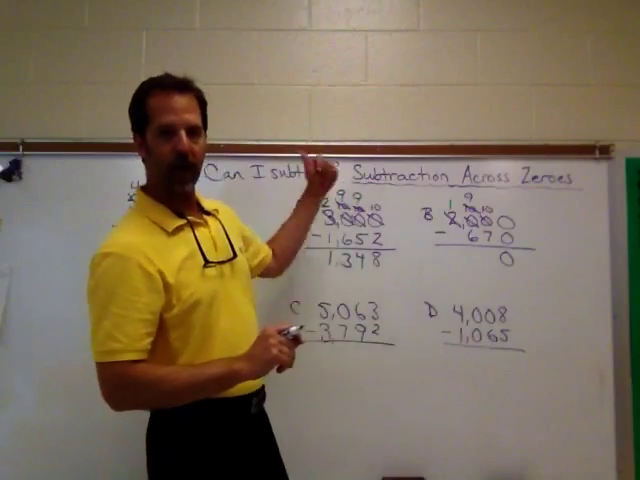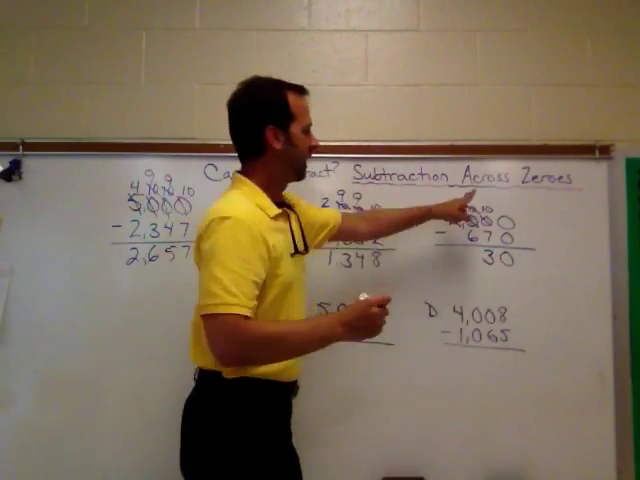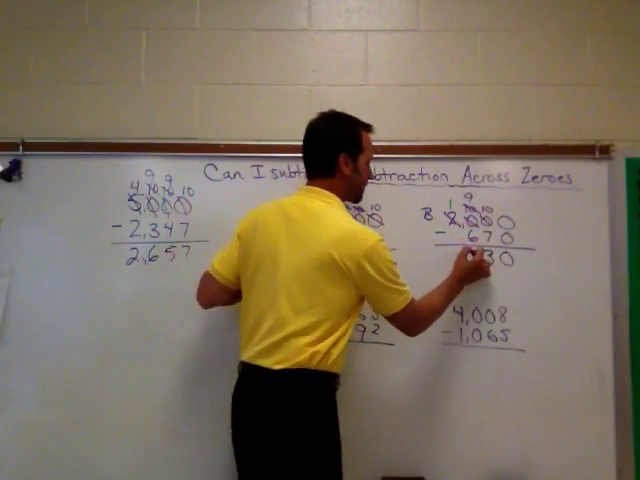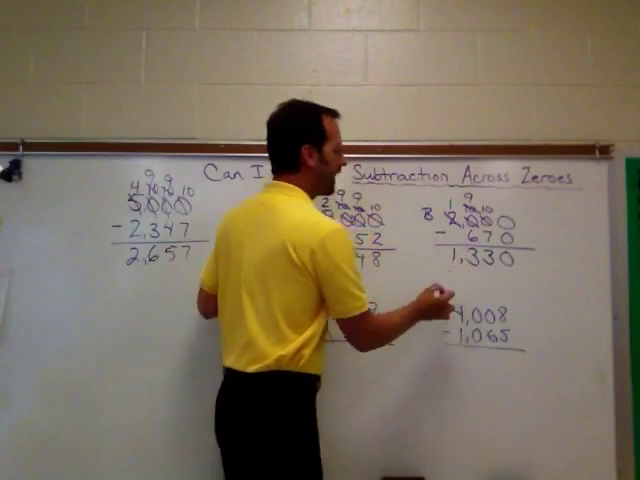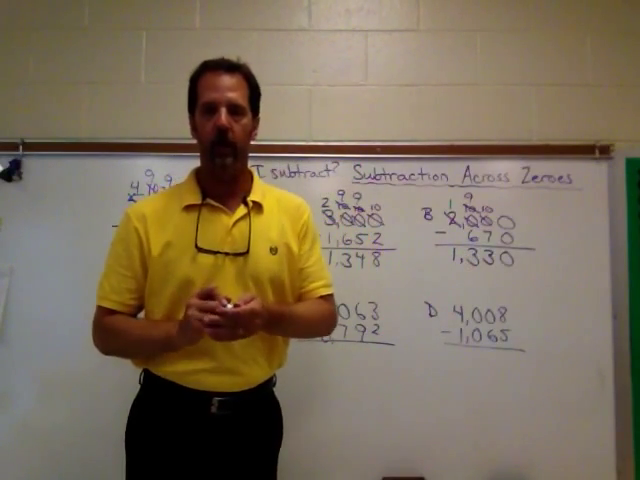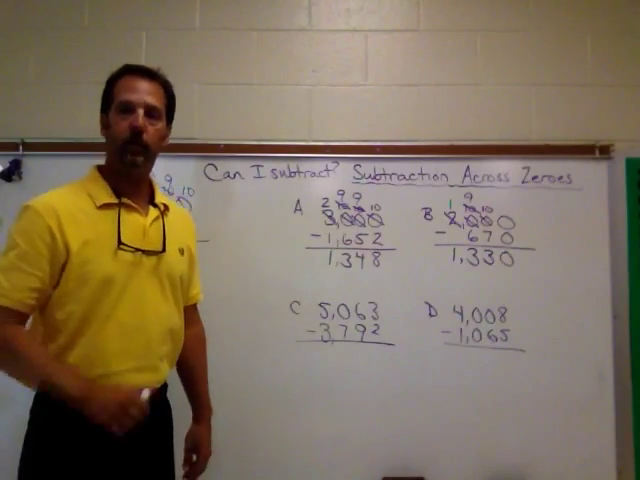Now, can I subtract 10 minus 7? Yes, I can. It's a 3. 9 minus 6. It's 3. 1 minus 0 is 1. And I get 1,330. Now what I'd like you to do is go ahead and push the pause button.